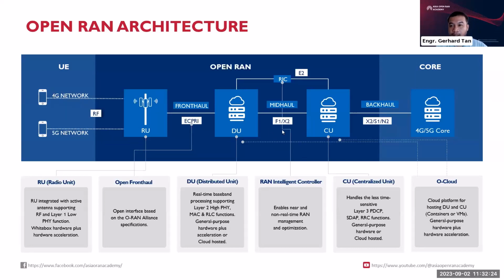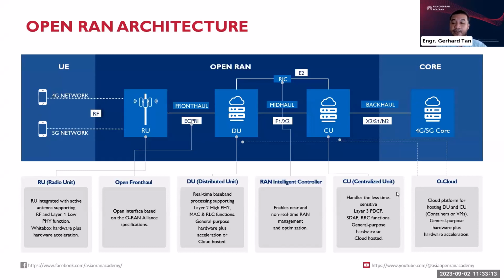Now we also have mid-haul. Ayan, in-expand natin, going to your centralized unit or central unit. Within the mid-haul, interfacing your distributed unit with centralized unit is your RIC. Ano ito? Wala namang ganito diyan sa conventional network natin. So your RAN intelligent controller, it enables a non-real-time RAN management and optimization. So even though you're not connected on the network, it still has the intelligence to process the different activities in the radio access network.